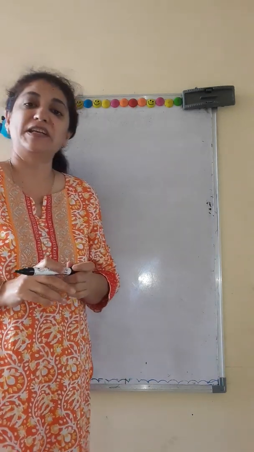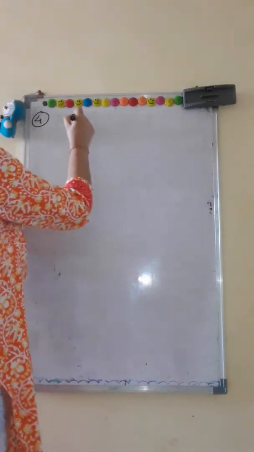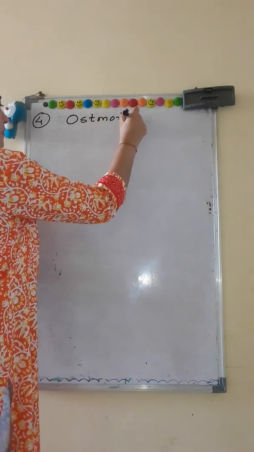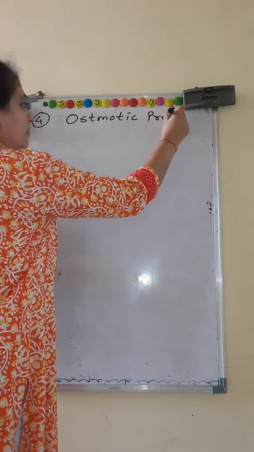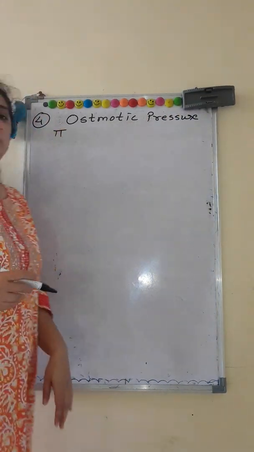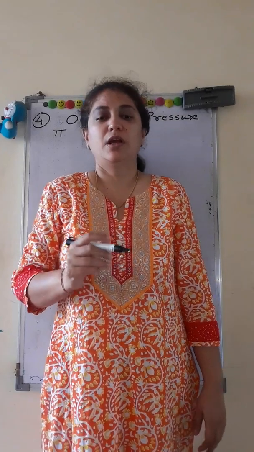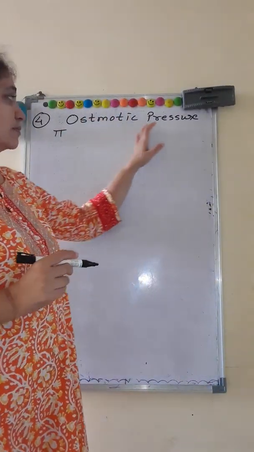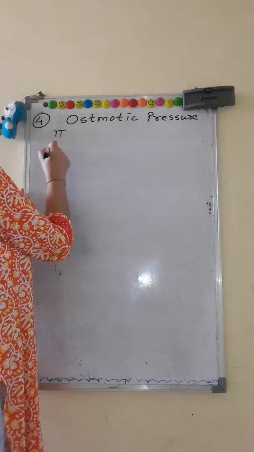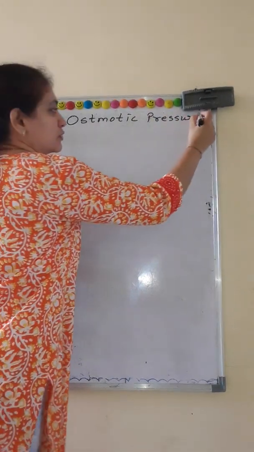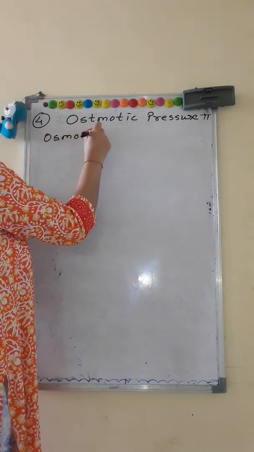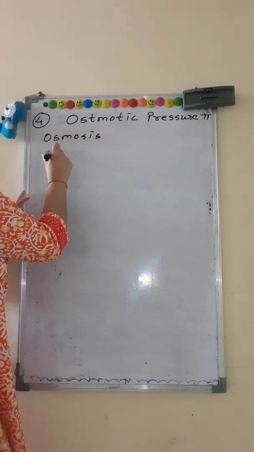The fourth colligative property, and the most important colligative property, is osmotic pressure. Osmotic pressure is denoted with the letter pi. Now, we have studied osmotic pressure in lower standards, not its definition, but we have studied the process of osmosis. First, let us see what is osmosis.